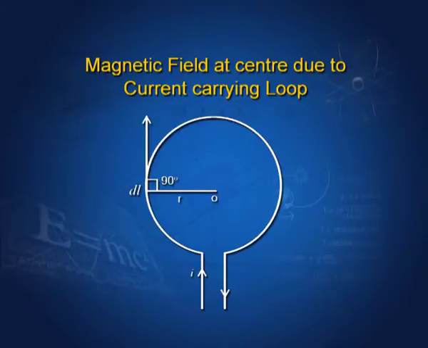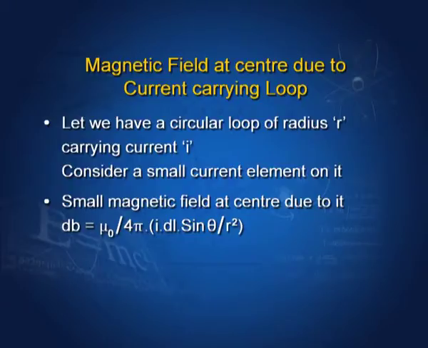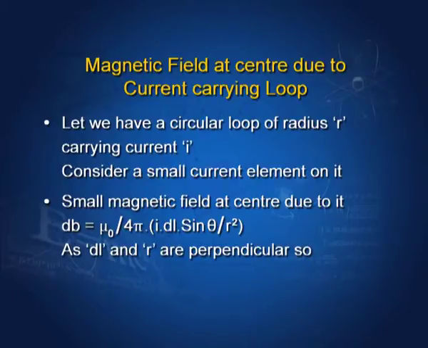Magnetic field at the center of the current carrying loop. Let us have a loop of radius r carrying current I. Consider a small current element on it. Small magnetic field at the center due to it, dB equals mu naught upon 4 pi I dl sine theta upon r square. This is from the Biot-Savart law. As dl and r are perpendicular to each other, theta equals 90 degrees. Substituting this value, we get dB equals mu naught upon 4 pi I dl upon r square.